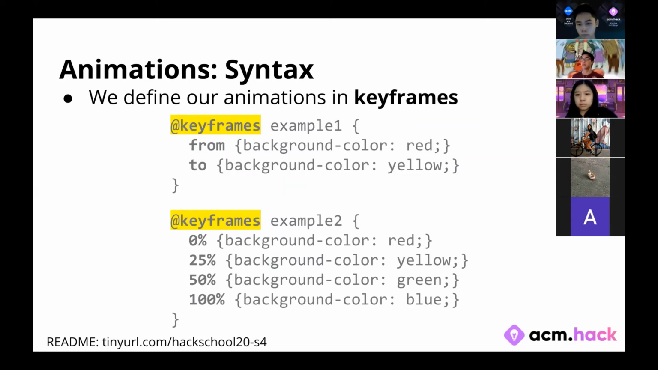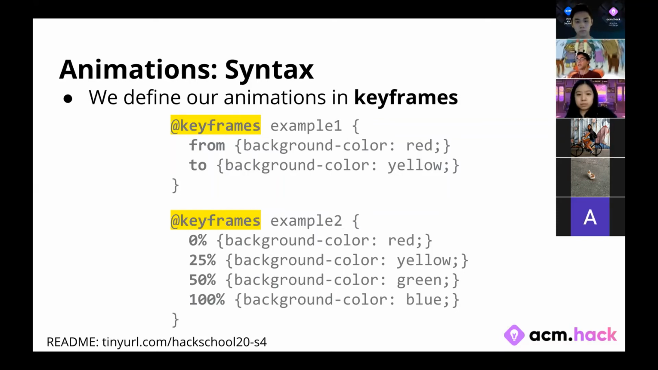So let's take a look at example 1 first. This one might be a little more similar to what we've been working with transitions because there's a from state that is a background color of red. So that's like your beginning state. And the to is your end state. So that'll change to a background color of yellow by the end of the animation.